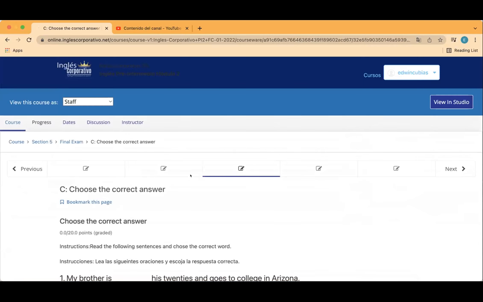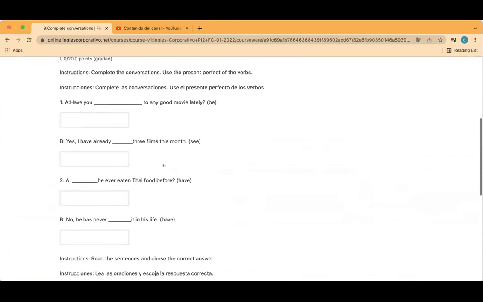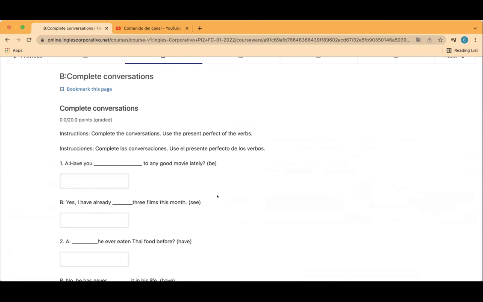One moment, and wait, en este, ¿verdad? Ok. Sí, en ese.